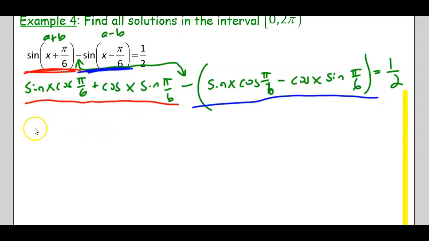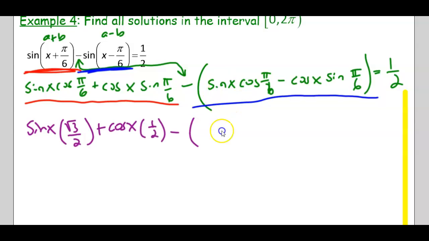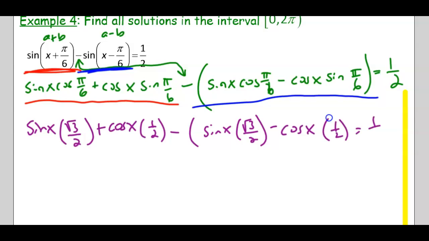So now, sine of X is sine of X. What's cosine of pi over 6, somebody? Radical 3 over 2. Cosine of X. And we have sine of pi over 6 is 1/2. All right. And then we have sine of X, cosine of pi over 6 is radical 3 over 2, minus cosine of X times 1/2, and that equals 1/2, right?